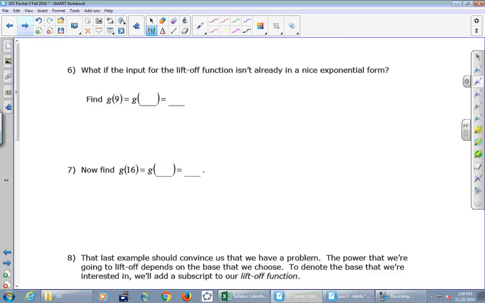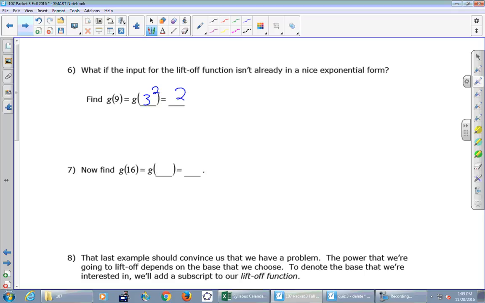And let's take a look at g of 9. Now, 9 at the moment is not written in a nice power form. It's not written in exponential form. So 9 is really what to the what? It's really 3 to the 2nd power, right? And now that I've got the input written in liftoffable form, what is g of 3 squared? 2, right? Just lift off the power.